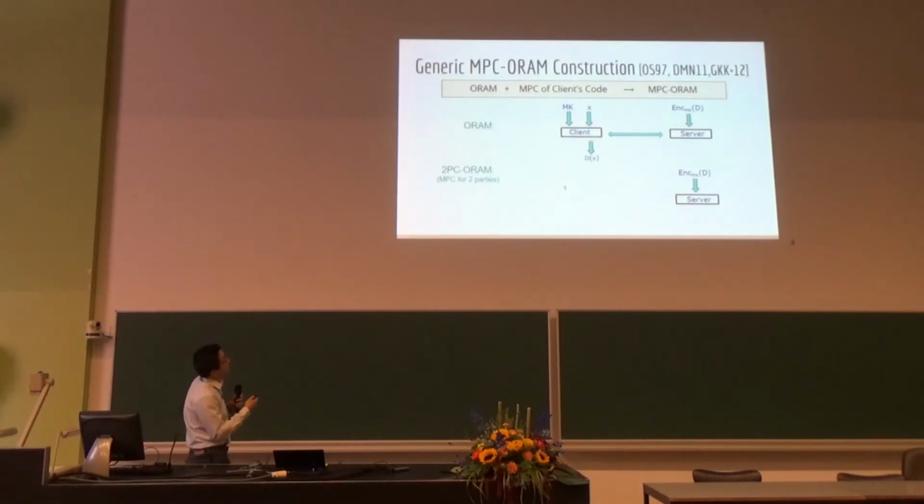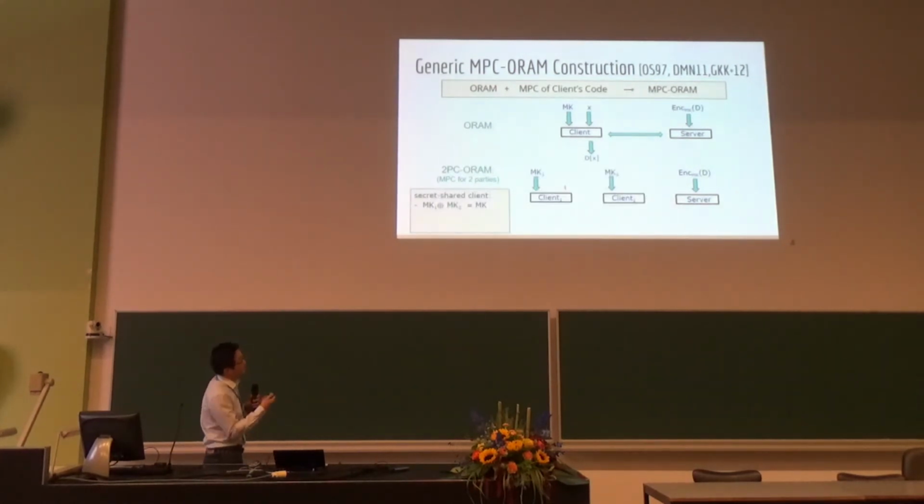First, there's nothing changed for the server algorithm, so this remains the same. Now we just need to do MPC on the client code, which means we will need to split this client into client 1 and client 2 with secret sharing of the master key. And also, as talked before, we will do secret sharing on the input. And now we have MPC code on the client's algorithm.